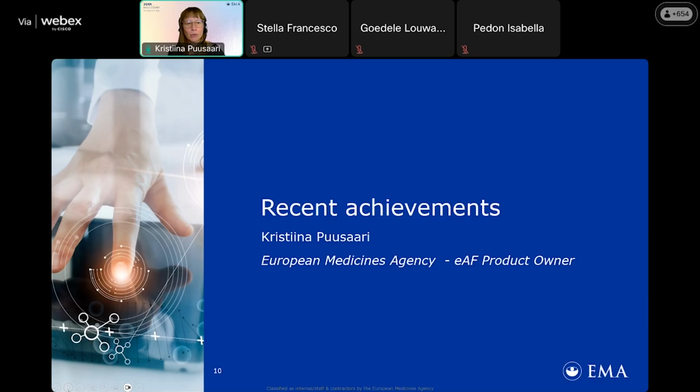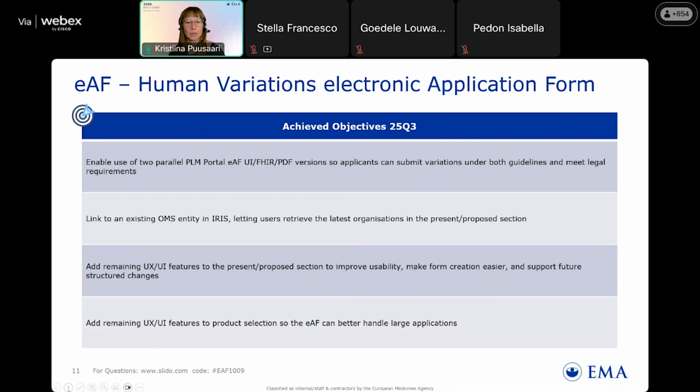And then let's look at what we have done in the latest quarter, so during the summer. So we are using agile methodology in our product development, and our objectives for this quarter, that is from July to end of September, were to make sure that the form will be capable of having two different parallel versions.